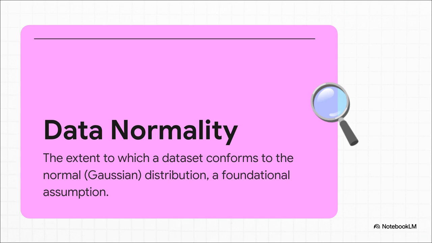Okay, so what do we even mean by normal data? Well, it's all about how closely your data fits that classic, perfect, symmetrical bell curve. You know the one. The thing is, a huge number of our most powerful statistical tools are built on the assumption that your data looks just like this. If your data doesn't fit this pattern, well, those tools don't just bend, they break.